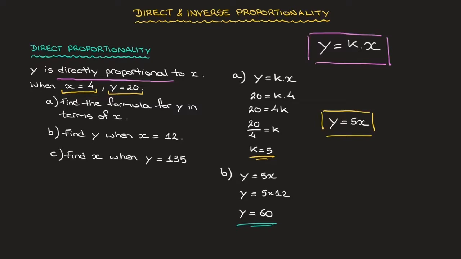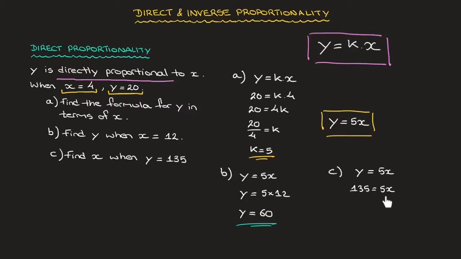We move on to the third question, question C, in which we need to find x when y is equal to 135. Well, again, we start from our formula, so that was y equals 5x. And this time, since we're told that y is equal to 135, we replace y by 135 and solve for x. That is, we write 135 equals 5x.